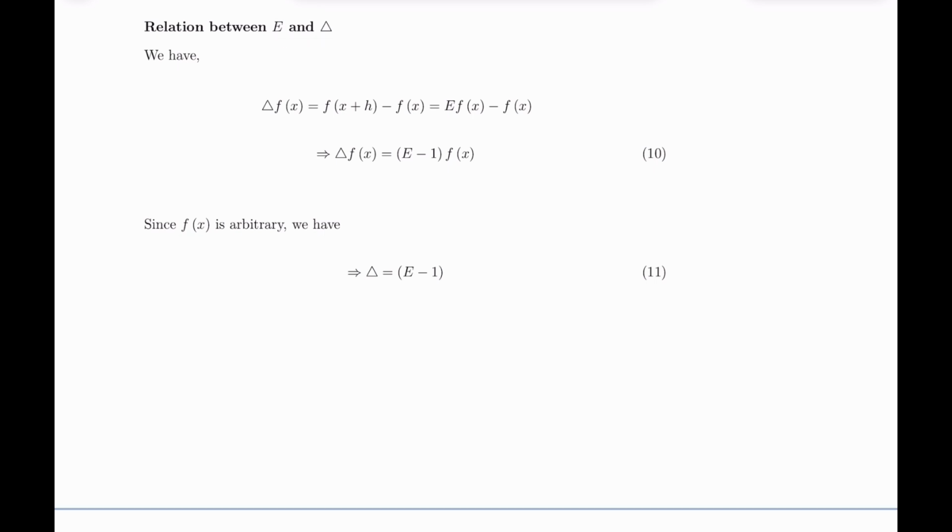Relation between E and delta. We have delta fx equal to fx plus h minus fx. Now, fx plus h is simply equal to E fx, as we have just now seen. So this can be written as E fx minus fx. So fx is common in both these terms. So we have delta fx equal to E minus 1 into fx. Since fx is arbitrary, we can write from this equation delta equal to E minus 1. So this is the simple relationship between delta and operator E.